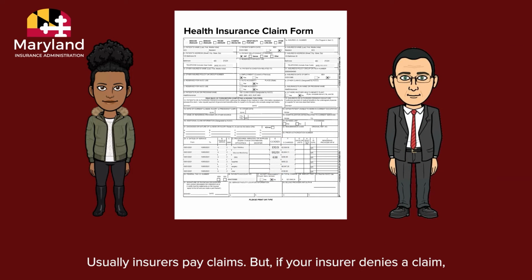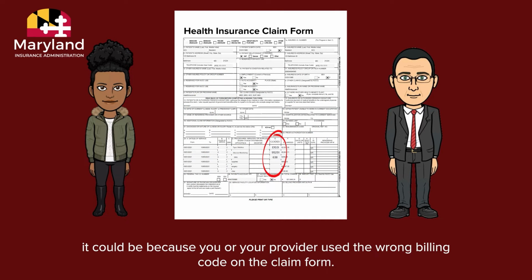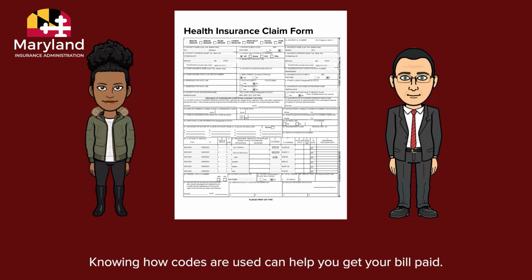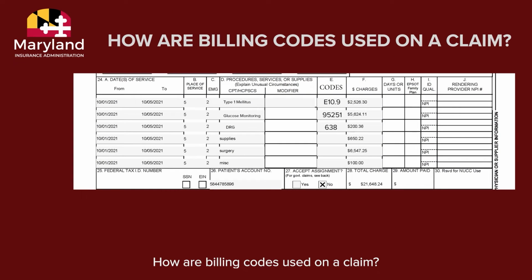Usually, insurers pay claims. But if your insurer denies a claim, it could be because you or your provider used the wrong billing code on the claim form. Knowing how codes are used can help you get your bill paid. How are billing codes used on a claim?